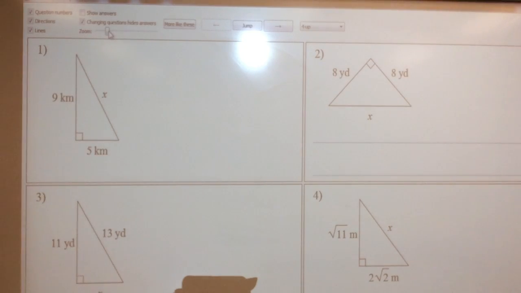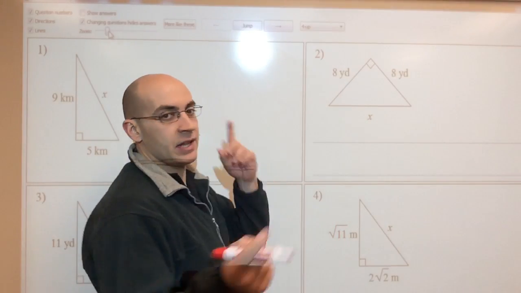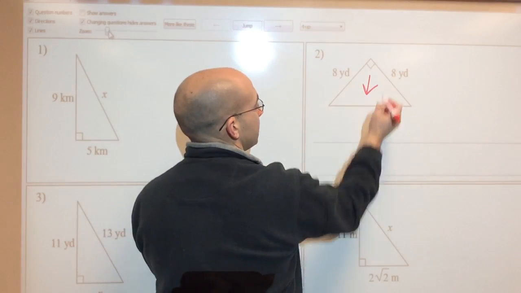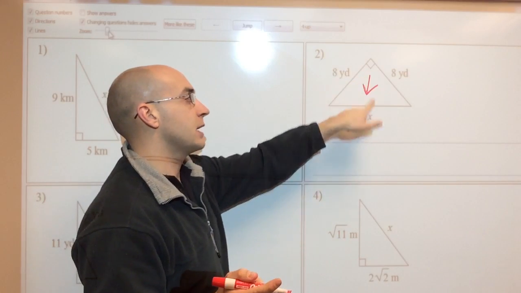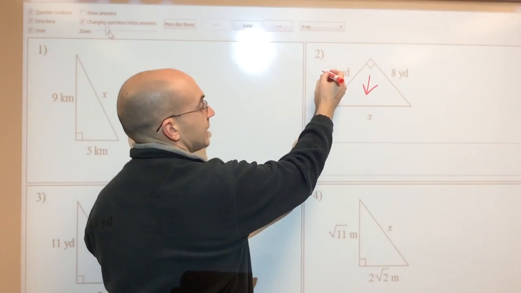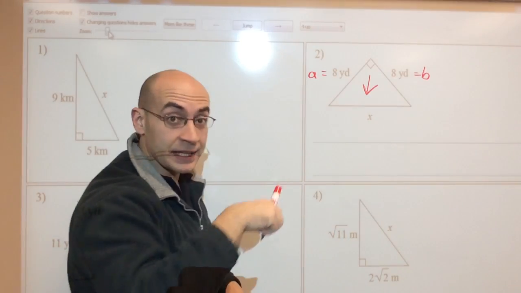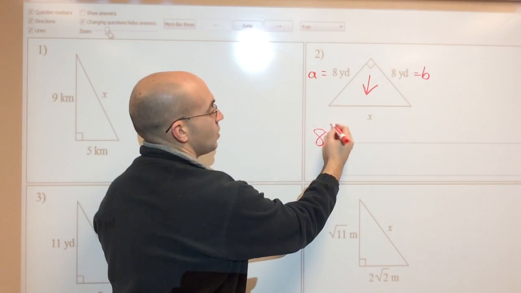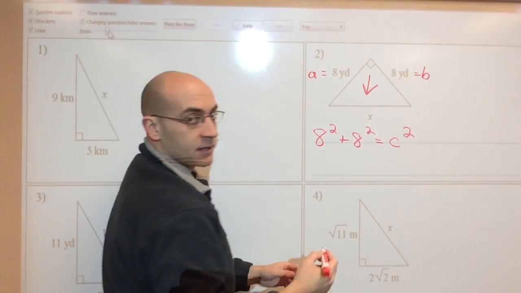Okay. Hopefully you paused me, you did them. I'm back now. Let's go with number two, and I'll give you the answers for the other ones in a second. So the first thing that we need to make sure we understand is x is going to be c, or the hypotenuse here, because the right angle is pointing towards it. So I can label my points, so this can just be a and this can be b. Doesn't matter at all, and it really doesn't even matter because they're both the same measurement. So 8 squared plus 8 squared equals c squared, or x squared, doesn't matter.